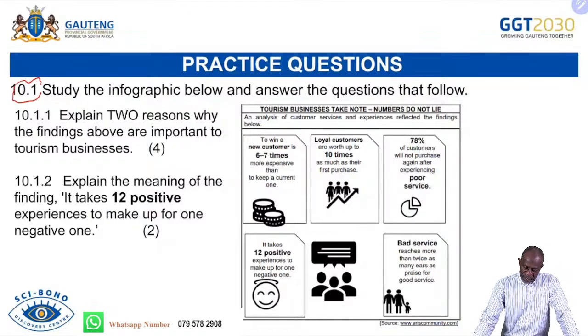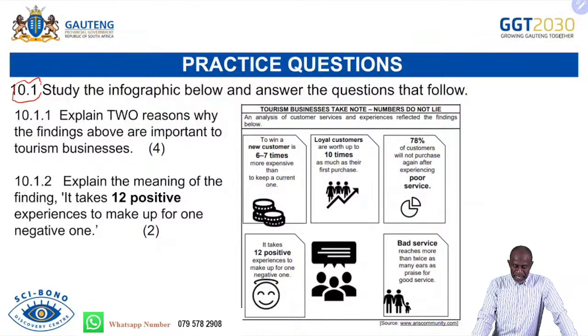Right. Tourism businesses, take note. If I have to look into the infographic that you are referred to, it says study the infographic below and answer the questions that follow. Tourism business, take note. Numbers do not lie. Numbers do not lie. It's an everyday statement that when you do something, you need to give quantity. An analysis of customer service and experience reflected the findings below.